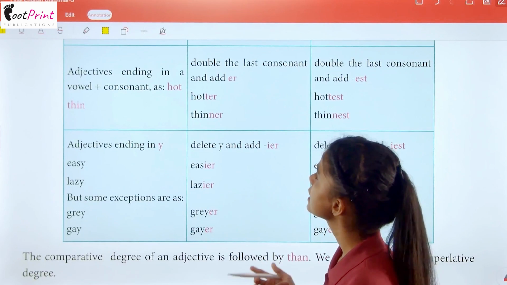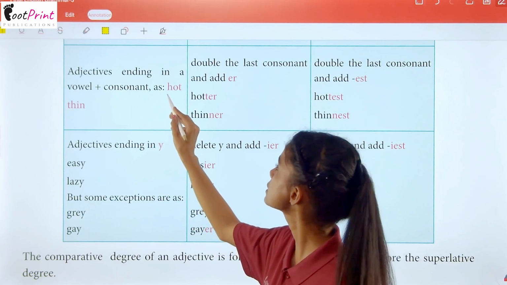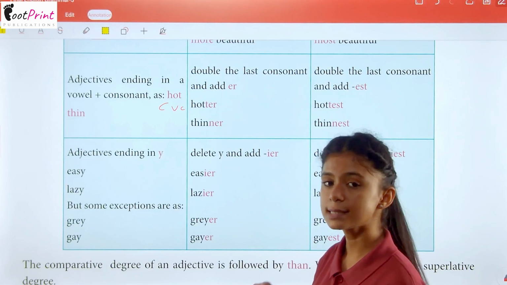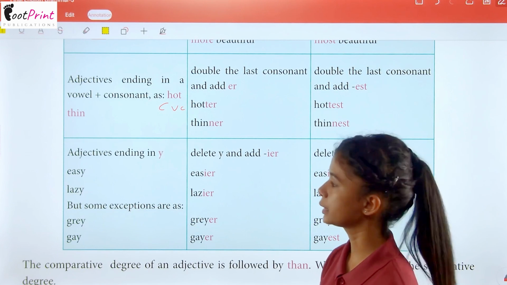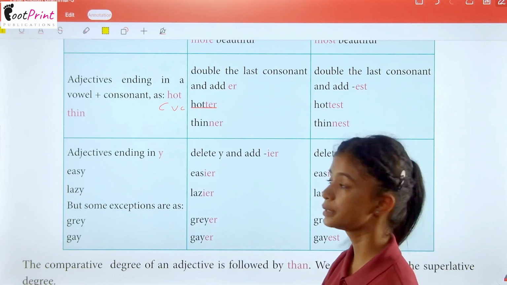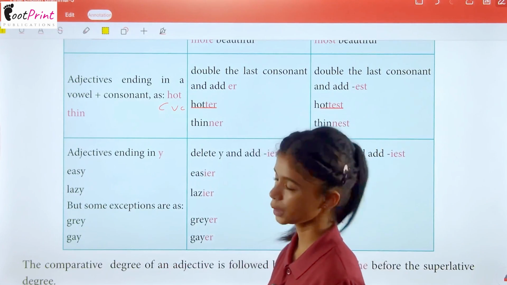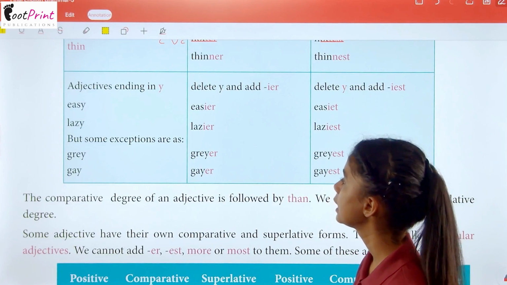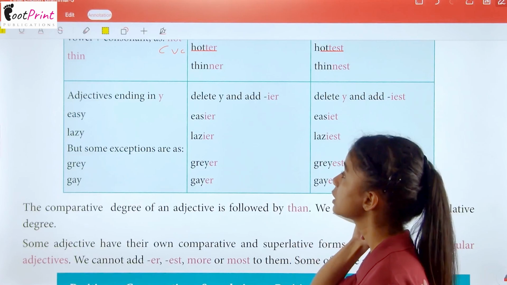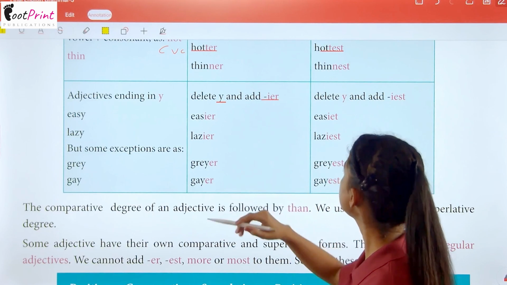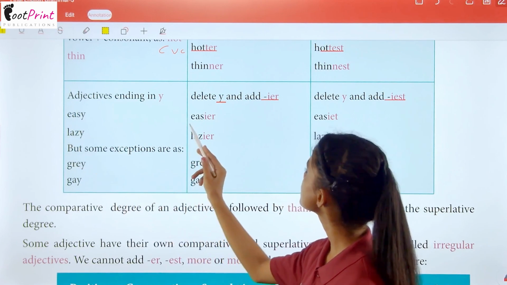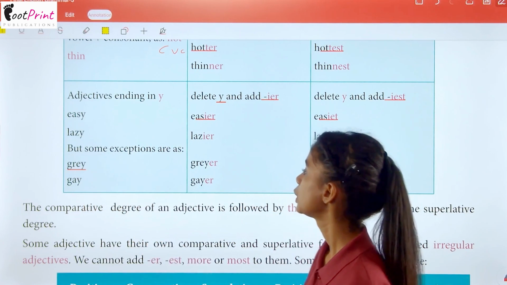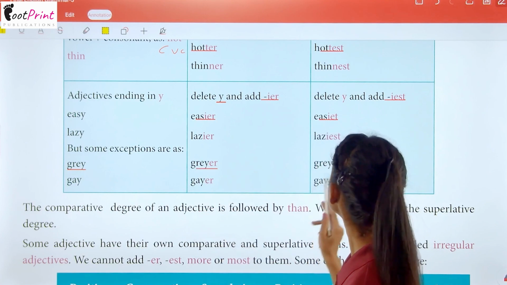Now, adjectives that end in consonant, vowel, consonant, that is CVC, have the last letter doubled before converting. For example, hot becomes hotter with double T and hottest again with double T. Adjectives that end in Y like easy, lazy, although there are some exceptions, delete the Y and add IER and IEST. Easy becomes easier, easiest. But there are some exceptions like grey. So, it becomes greyer, greyest.